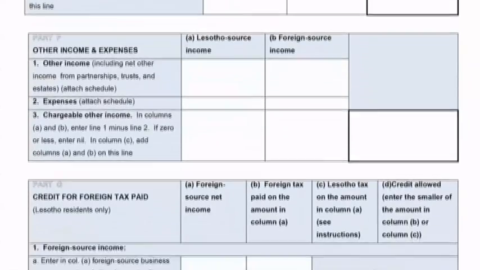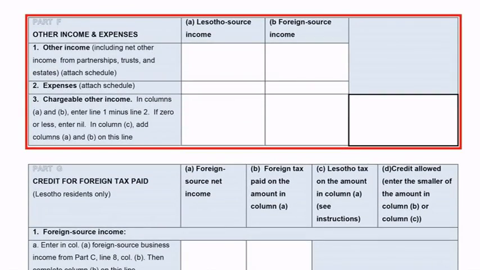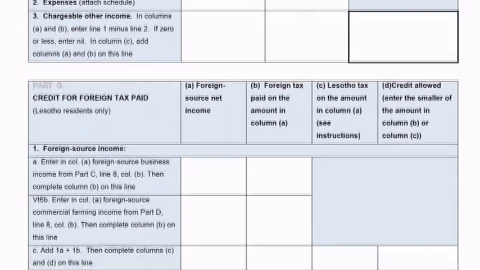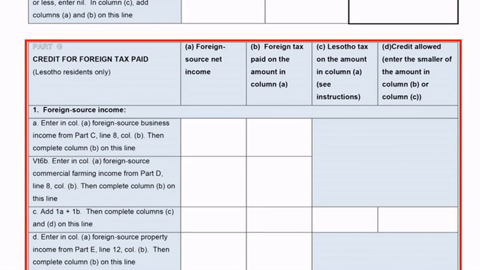Part F. In this section, fill in other expenses that were not reportable in Part A to Part G. This part is for the Lesotho resident who is entitled to a foreign tax credit against Lesotho income tax for any foreign income tax imposed.